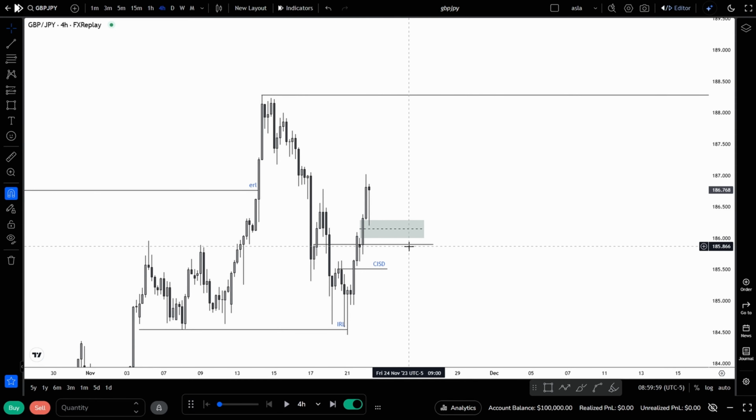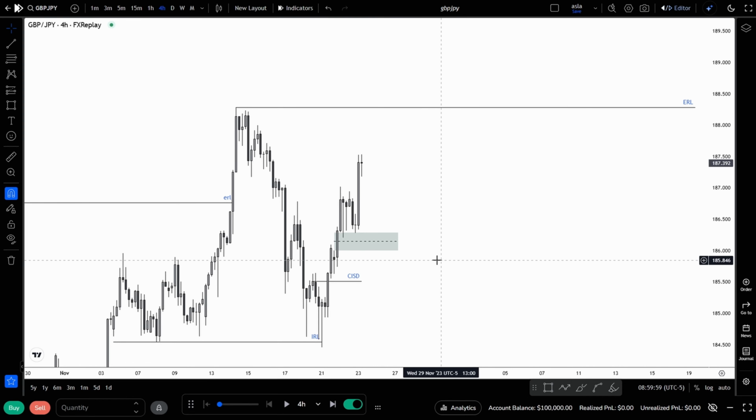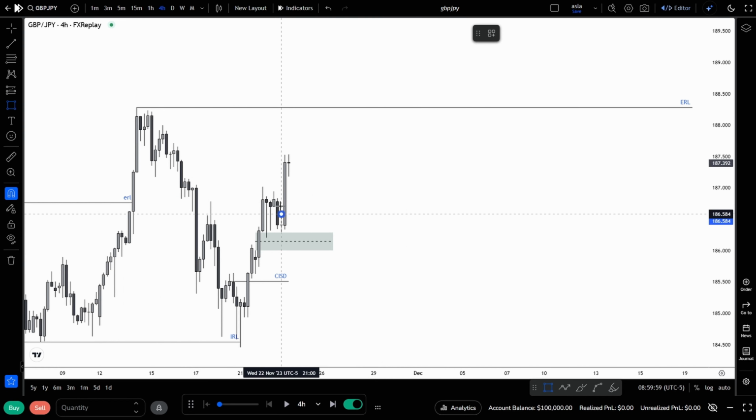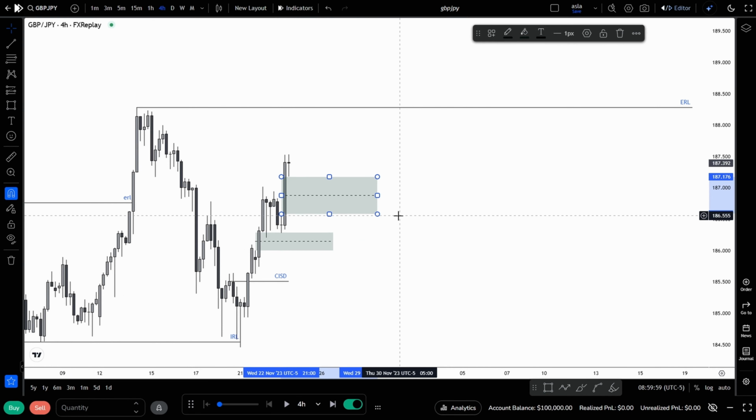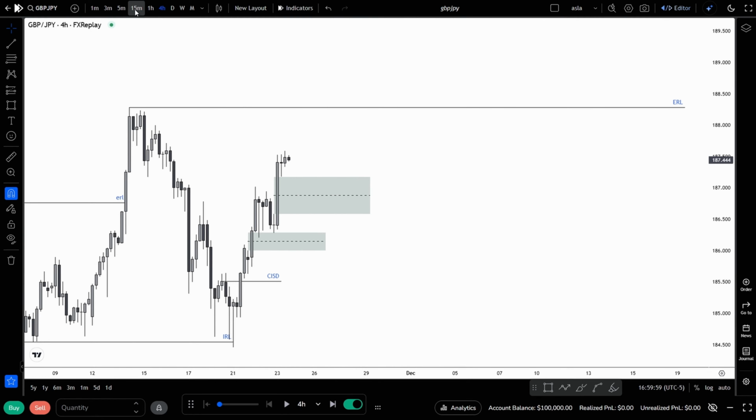So let's refine the entry. We now have a new fair value gap on the 4-hour chart. That is internal range liquidity on the 4-hour. If I am targeting external range liquidity on the 4-hour, I am looking up here. As price enters that internal liquidity, I can anticipate a move toward external liquidity.